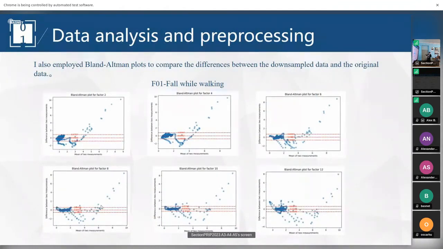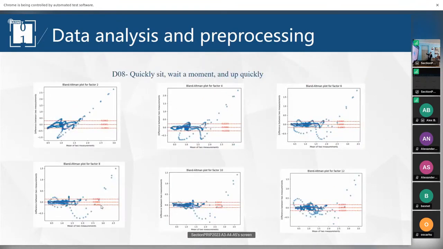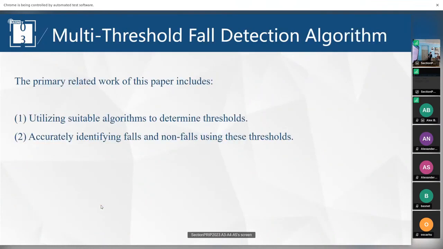I also use the Bland-Altman method to compare the difference between the downsampled data and the original data in different activities. The results show the best is achieved when the factor is 10. With a factor of 10, the difference is also small and the mean is zero. For the other activities, it is also very consistent. So we choose a factor of 10.